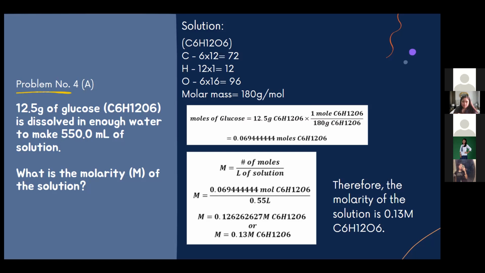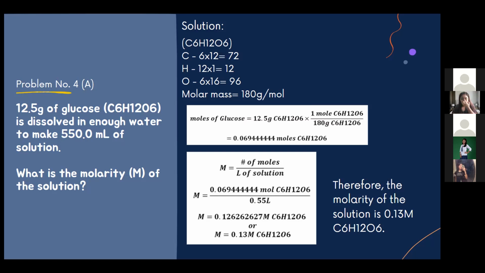So the formula for the moles of glucose is weight in grams, which is 12.5 grams of glucose, over the molecular weight. The molecular weight of the glucose is not given, so we are going to solve for it. C6H12O6. The first thing to do is, the carbon has the subscript of 6, and it should be multiplied by its atomic weight. So 6 times 12 is equal to 72.